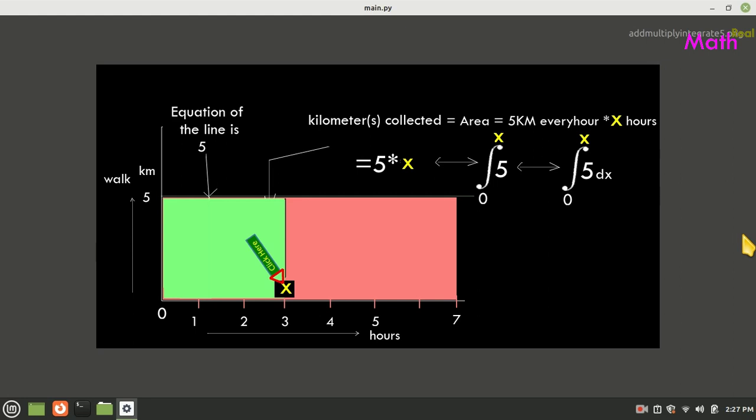Any point x. It looks like 3. Okay. Any point x. X can be anywhere. X can be here. X can be here. Anywhere. So if a person walks for x hours, where 5 kilometers every hour he is collecting, how many kilometers is he collecting in x hours? 5 kilometers every hour into x hours. That comes to 5 into x. That is the area of this rectangle.